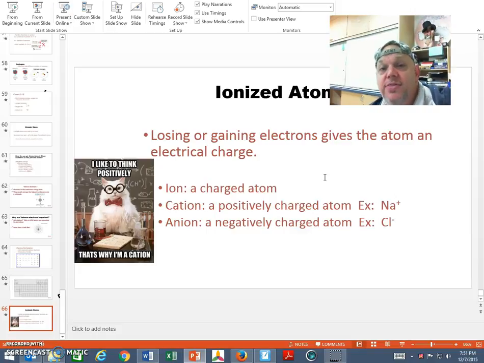So guys, this is it. You need to know about ions, cations, and anions. You should know what valence electrons are in the dot diagrams. You should know the minimum number of dots you can have and the maximum number of dots you can have.